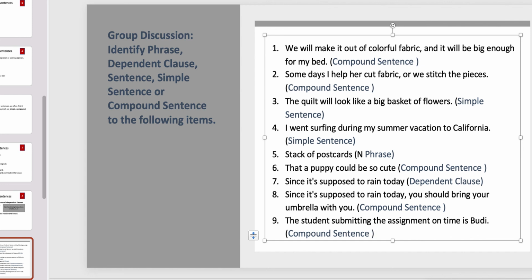I help and we teach. A simple sentence is number 4. Number 4, simple sentence. Wait, what about number 2? What is the identification? Is it a compound sentence? A compound sentence has 2 or more independent clauses. Here there is I help her and we stitch the pieces. Two actions. So it is a compound sentence, the same as number 1. Number 2 too. There are 2: colorful fabric and big enough for my bed. Yes, two things happen. That's the gist.